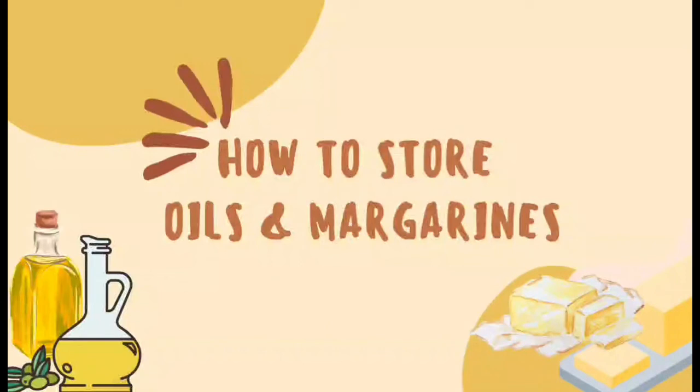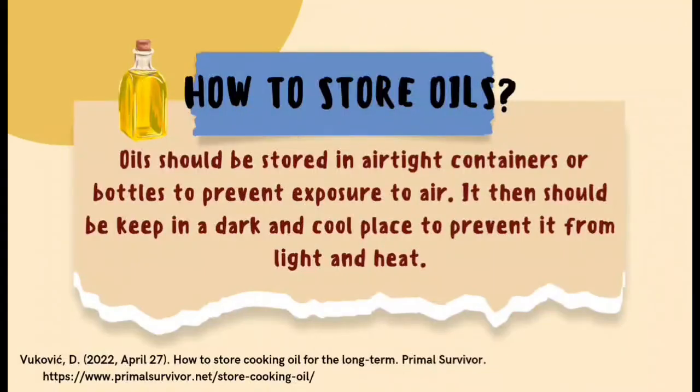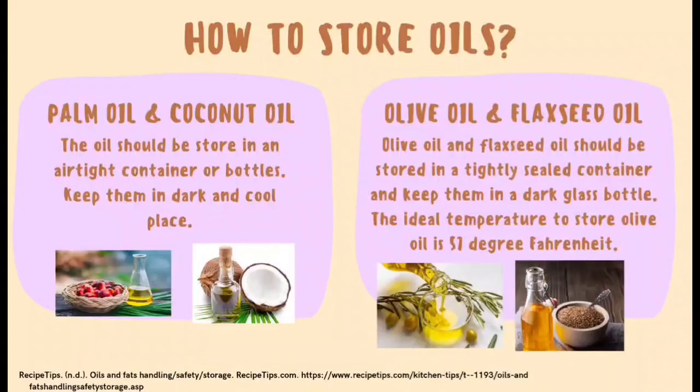Moving on to how to store oils and margarines. First of all, oil should be stored in airtight containers or bottles to prevent exposure to air. It should then be kept in a dark and cool place to protect it from light and heat. For example, palm oil and coconut oil should be stored in airtight containers or bottles and kept in a dark and cool place. As for olive oil and flaxseed oil, it is best to store them in a dark glass bottle. And the ideal temperature to store olive oil is 57 degrees Fahrenheit.